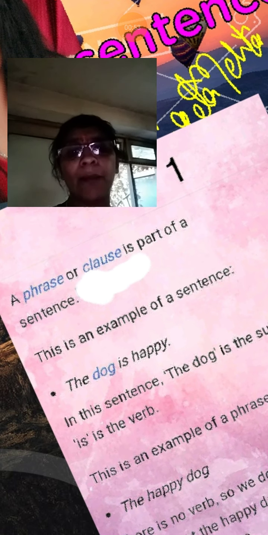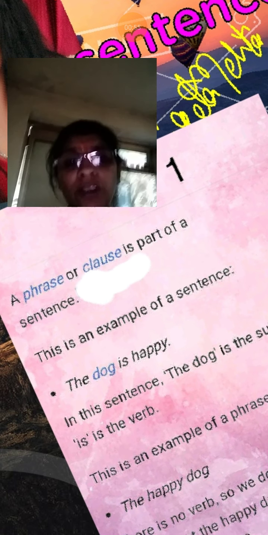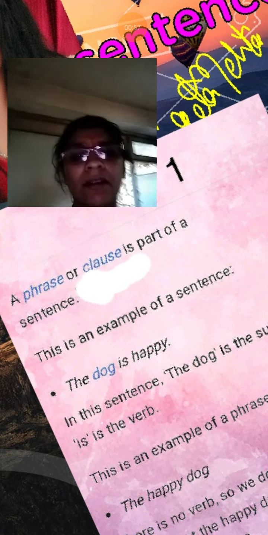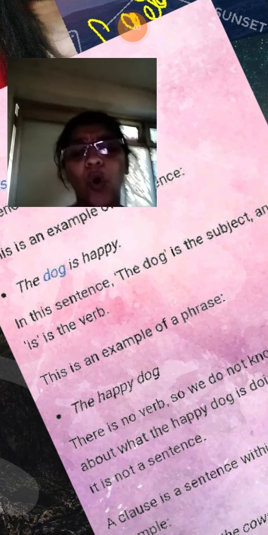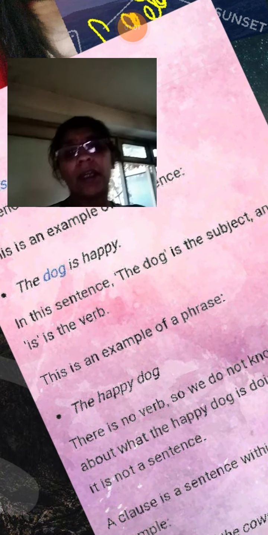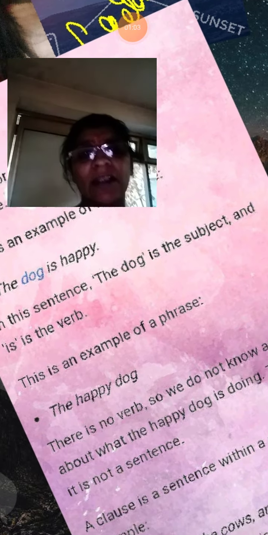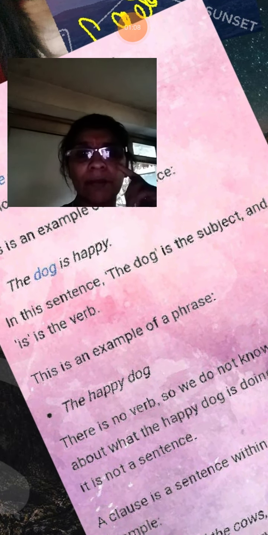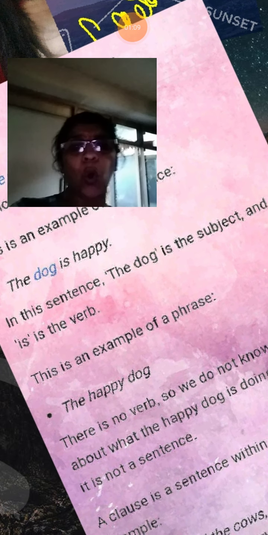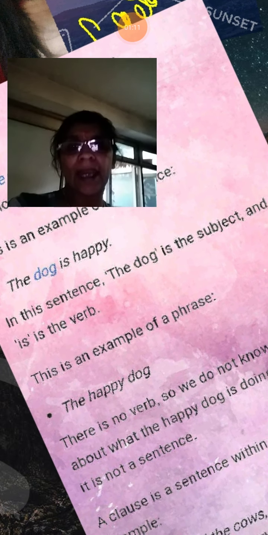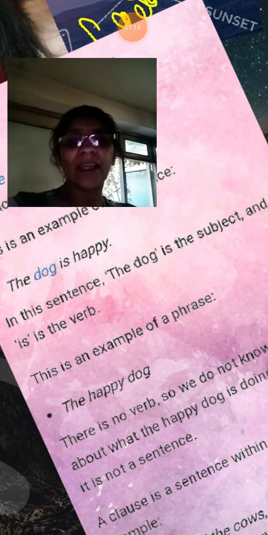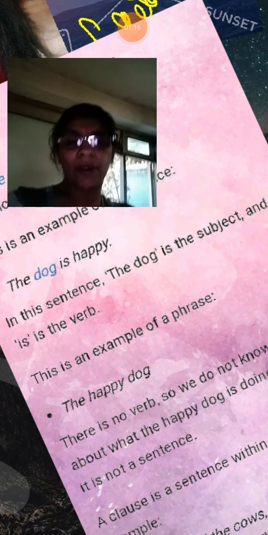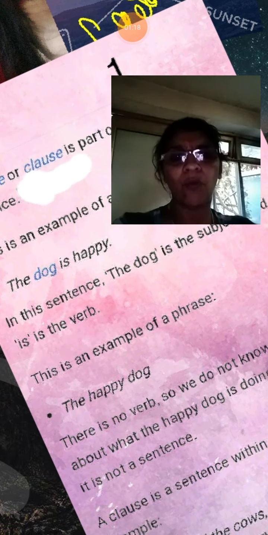This is an example of a sentence: The dog is happy. In this sentence, the dog is the subject and is is the verb.